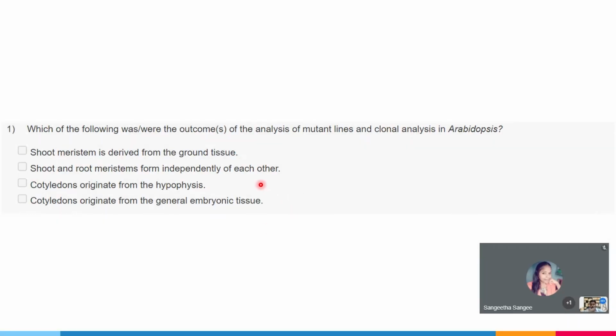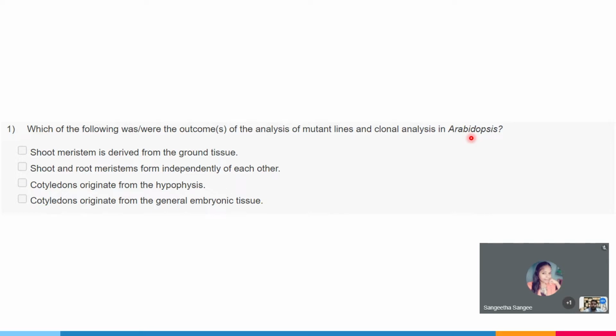This is the first question that we will tackle today. The question is, which of the following was or were the outcomes of the analysis of mutant lines and clonal analysis in Arabidopsis? In order to understand plant development, there were many analyses being done. One of the major ones was trying to knock out particular genes and see if the plant develops properly or not. The main model organism for plant development was Arabidopsis. It is a very small flowering plant, and it is the mainstay in plant developmental studies.